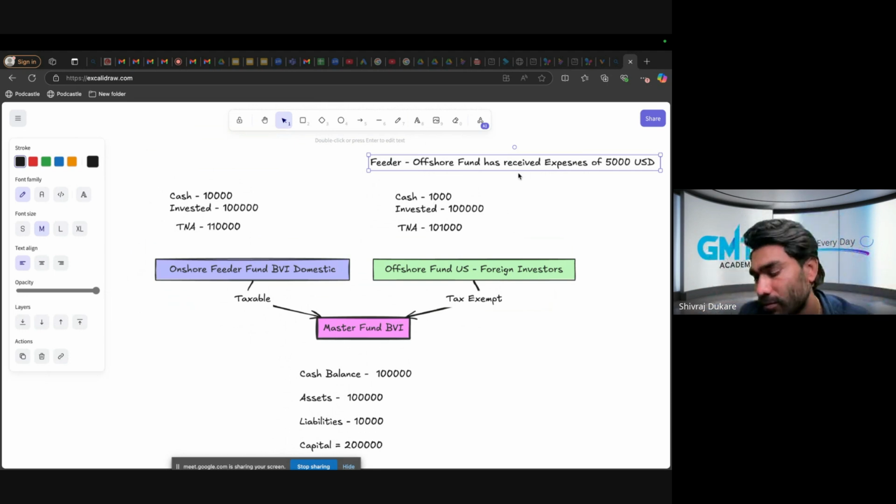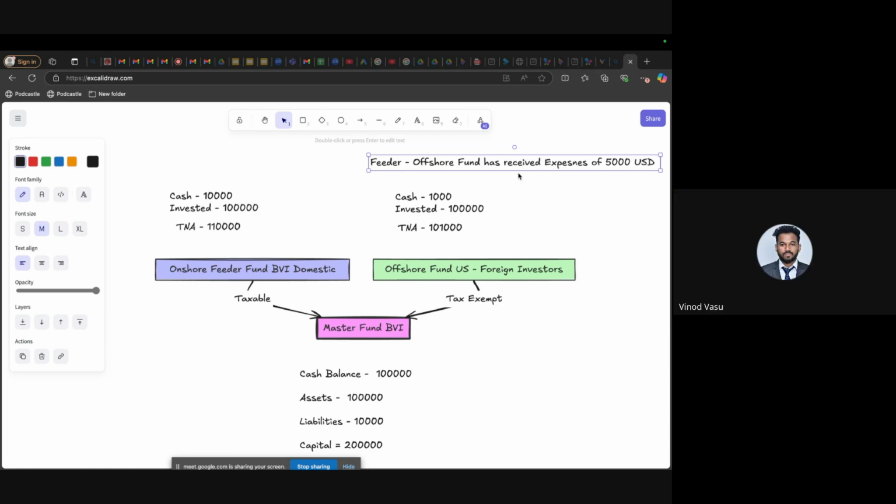Come on. How will you book the expenses? Can anyone tell me? Any guess? I would like to hear any guess, at least give it a try. The offshore feeder fund in the US has received an invoice of 5,000 USD, which the fund has paid, but only 1,000 USD cash balance is available. Then how does the fund manager process the 5,000 payment? How do you process it?